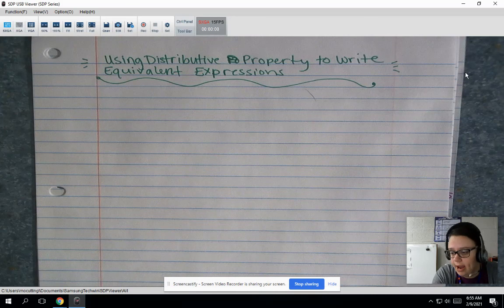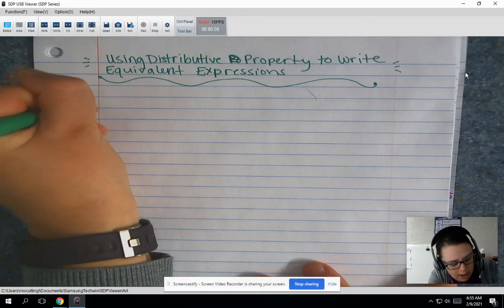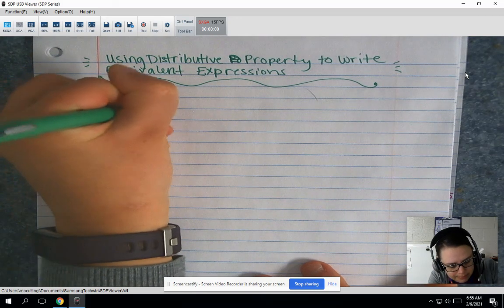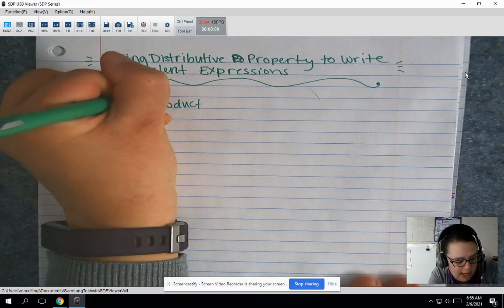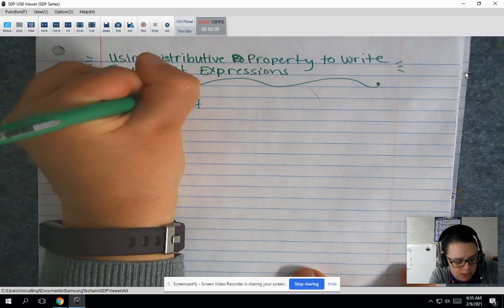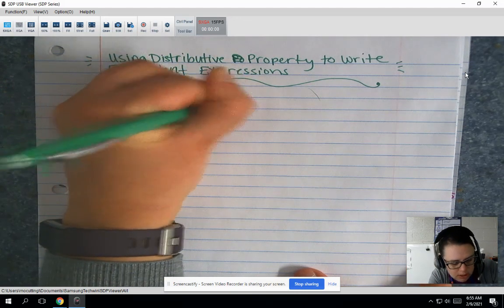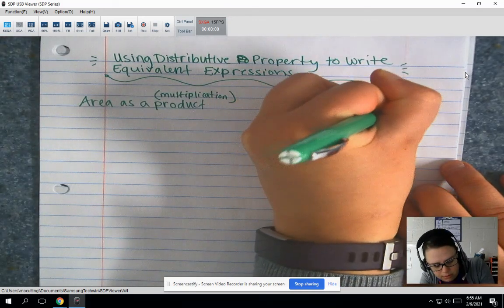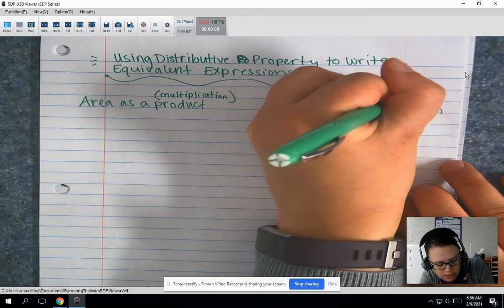Okay. So with our area models, we've been looking at area as a product, in parentheses, we're going to say multiplication, and area as a sum, in parentheses, we're going to say addition.